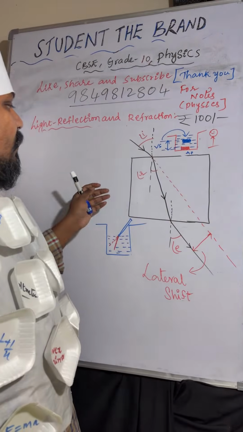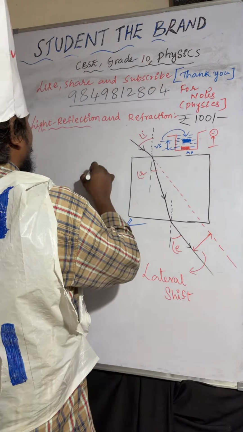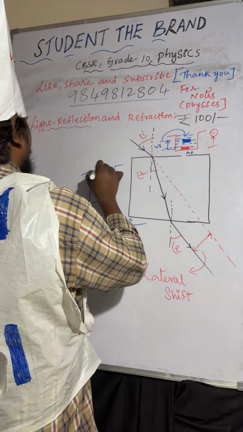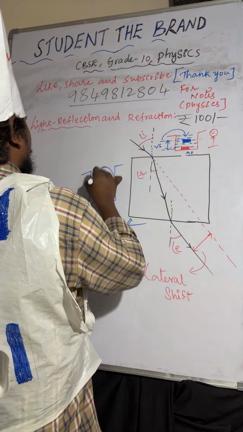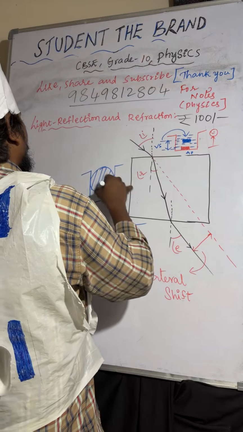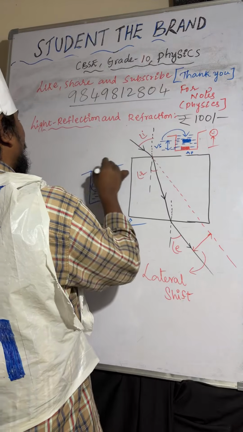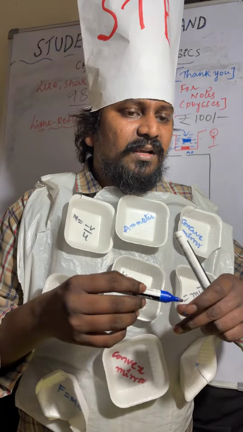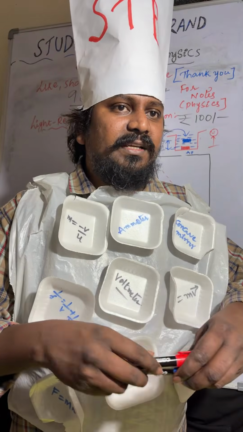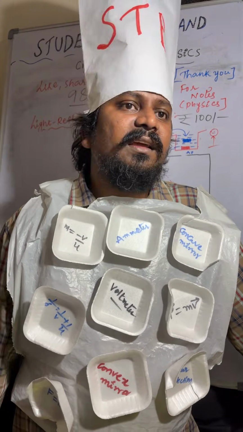Even if you place a lemon inside the water in a glass tumbler, you can see the lemon appears bigger. When you take a glass of water and place a lemon inside it, it appears bigger due to refraction of light. So these are very, very important. I hope it is very clear.